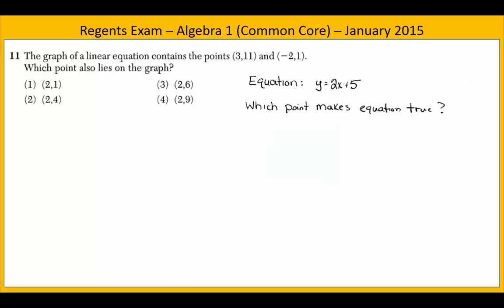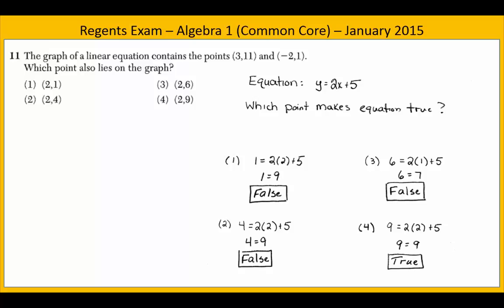Which point is on the graph? Well, it's the point which makes the equation true. Substitute in the points (2, 1), (2, 4), (2, 6), and (2, 9) into y equals 2x plus 5 and see which one causes the equation to be true. Again, it's choice 4, the point (2, 9). That's the point that's also on the graph.